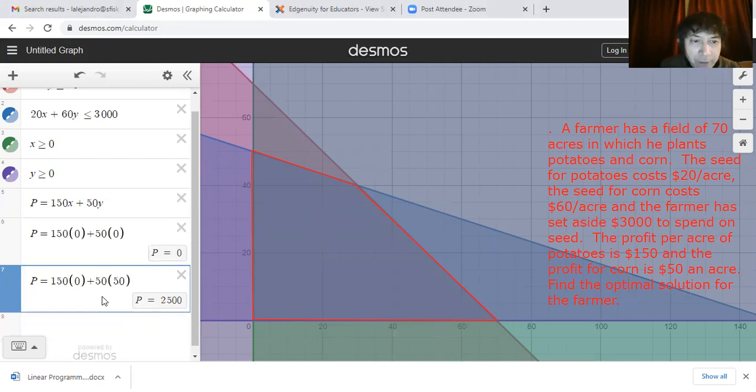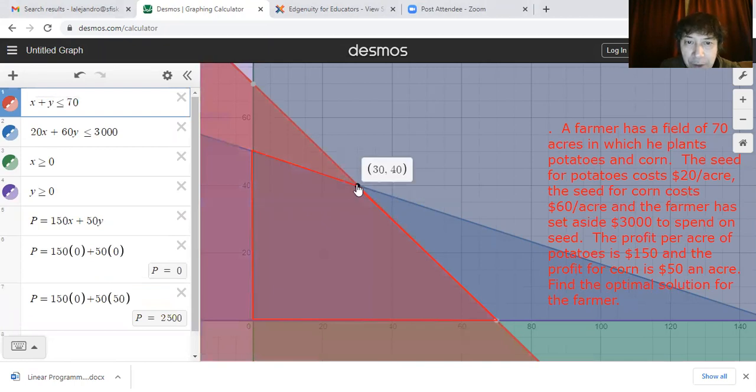Profit is 2,500. Okay, going to the third point. Third point is at 30, 40. X is for 30 and Y is for 40. That means 30 acres for the potatoes and 40 acres for the corn. Let's see what we have for the profit.